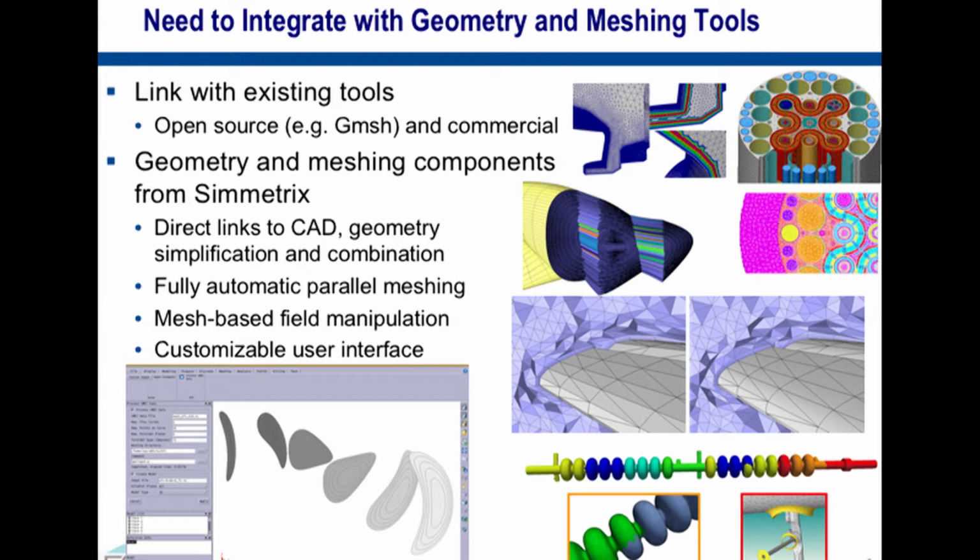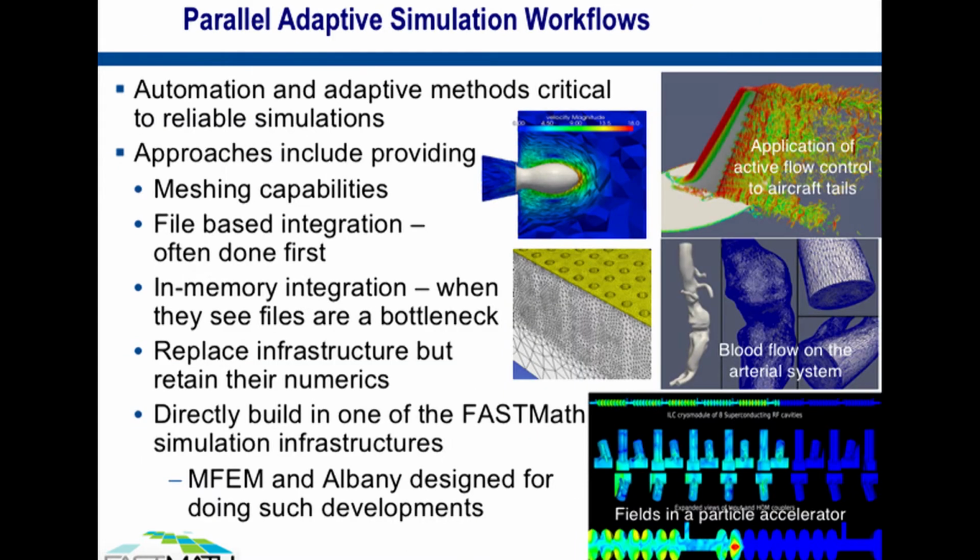You really want to be fully automatic and parallel in the mesh generation process, because again, that's very tedious to do otherwise. And once you do that, you have to provide capabilities to support the fields and manipulate the fields as necessary, as well as they may desire custom user interfaces. So what are the approaches we take for doing this? Because there's multiple options, and depending on the needs, we take different options.